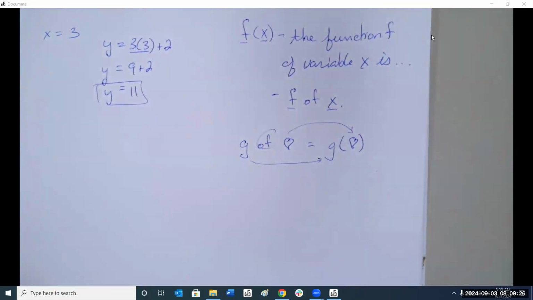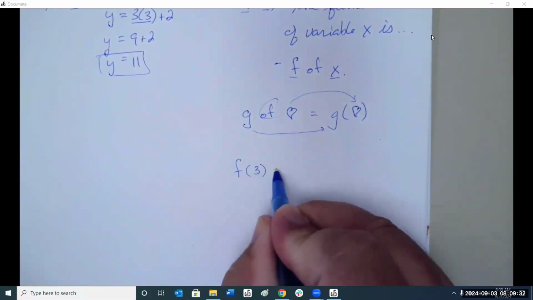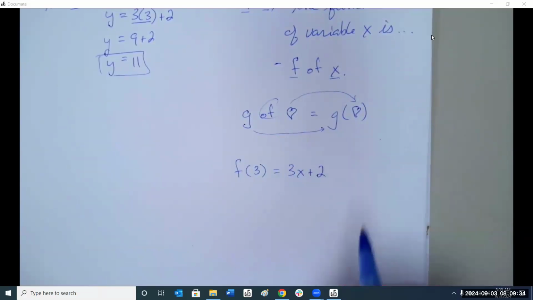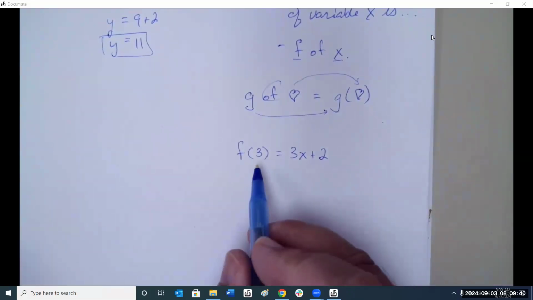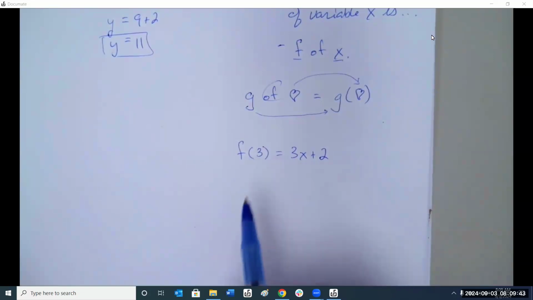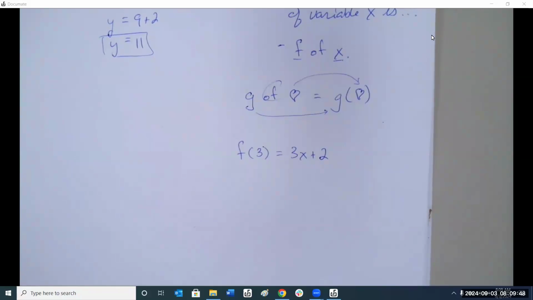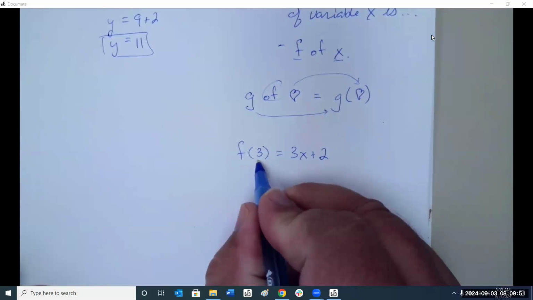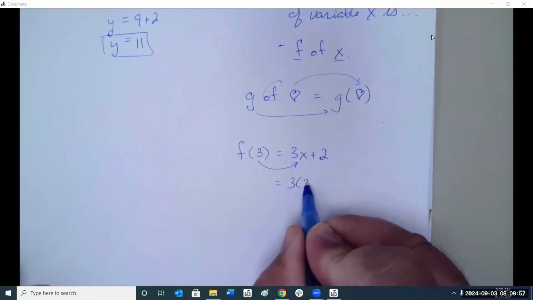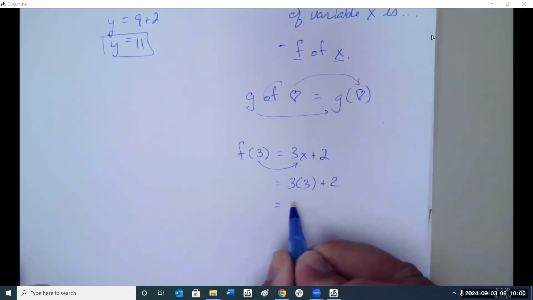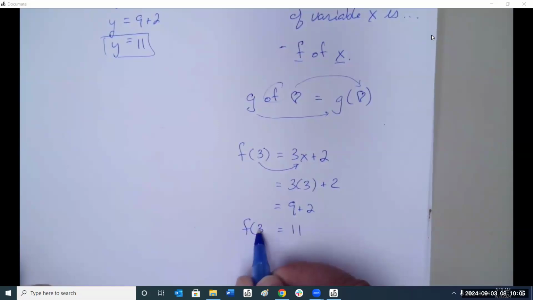So in our example here, we would simply write like that. In other words, you define the variable value inside the function itself. So what this says, anywhere there's an x, you put a 3. So f of 3 equals 11.